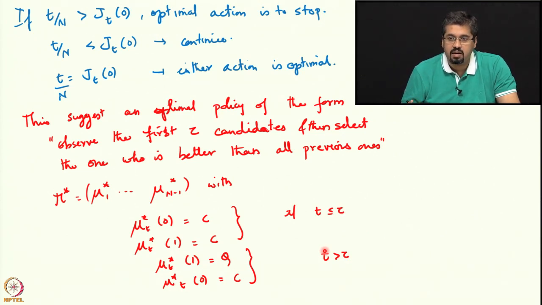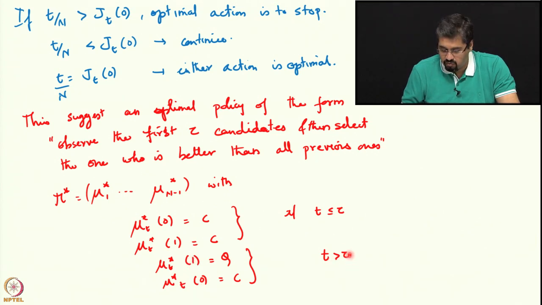But in state 1, that means if the candidate you have seen is the best you have seen so far at that moment, then you continue so long as t is less than tau. So when t is less than tau, you are continuing in either state, in state 0 or in state 1, whereas for t greater than tau, you continue only in state 0 and you quit in state 1.